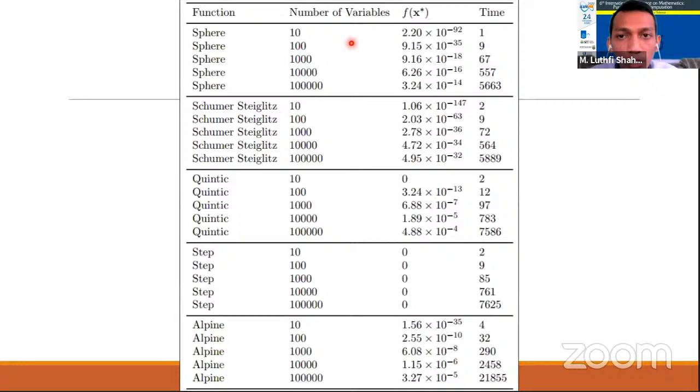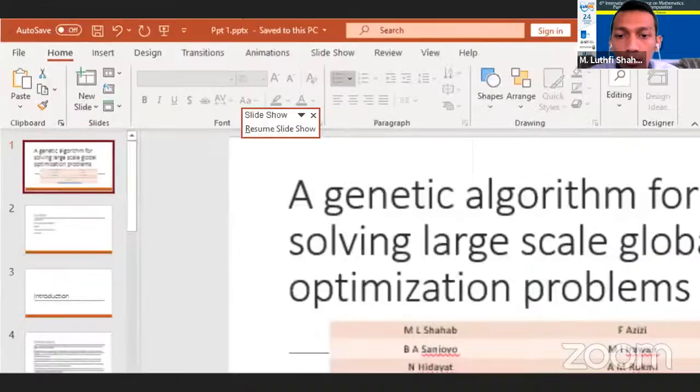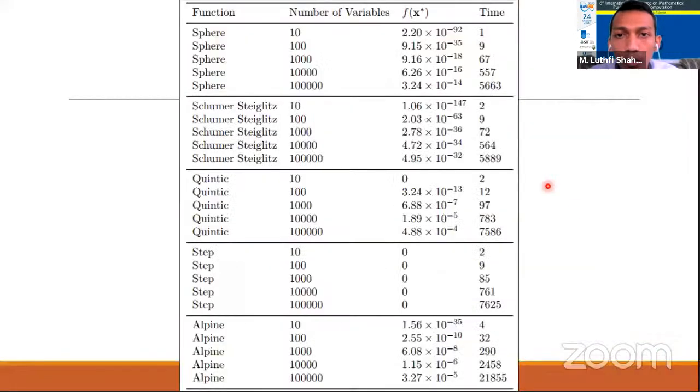And for the step function, you can see that we can find all optimal solutions, because in the step function there are many optimal points, and our algorithm can find all of these possibilities easily.